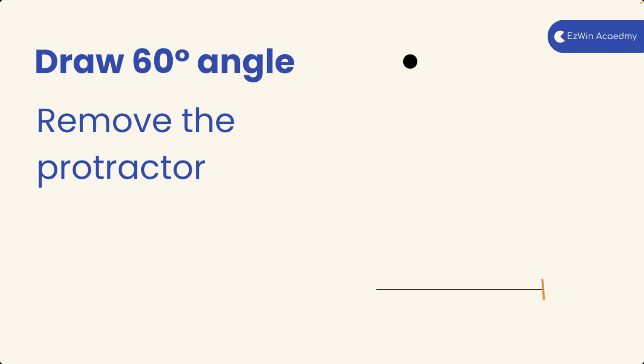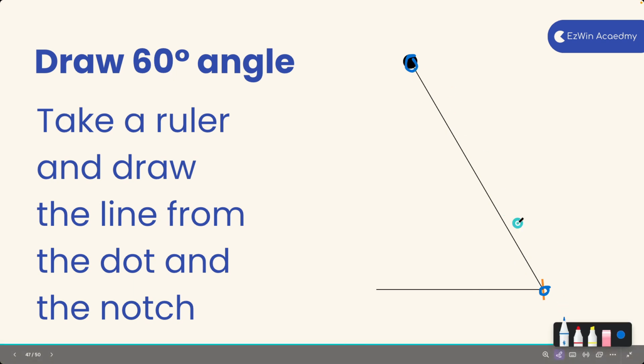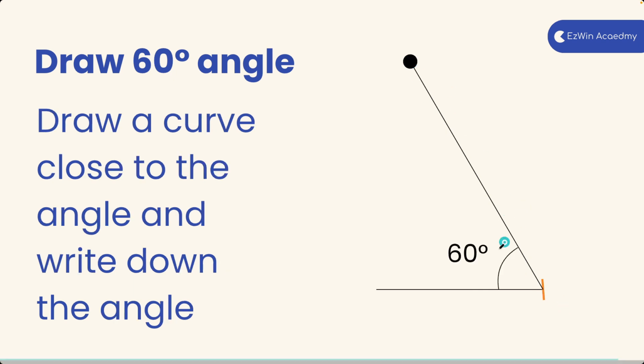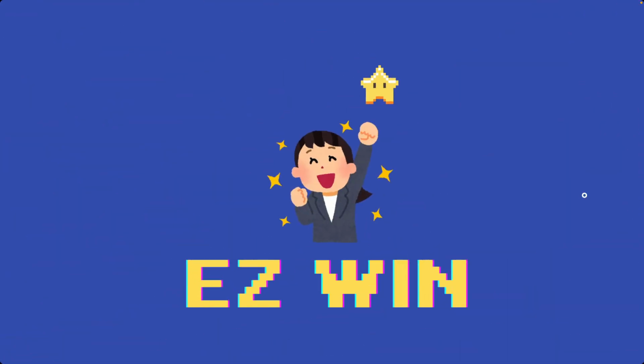And then you can remove your protractor. What you need to do is to draw a line from the notch to the dot that you have created, using a ruler or something straight. And once you are done with this, you can draw a curve to signify that this is 60 degrees, as what you see over here. So when a question asks you to draw a certain degree of an angle, in this case 60 degrees, this is how you do it. And that is an easy win.